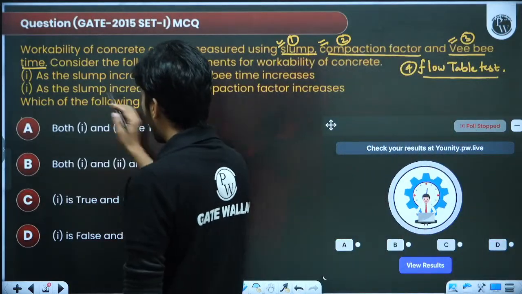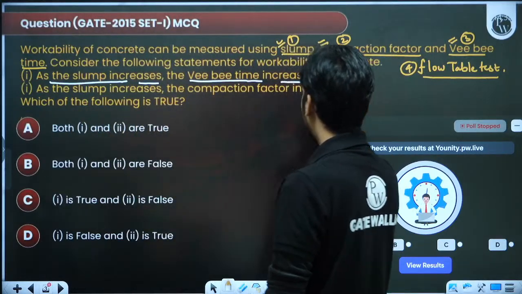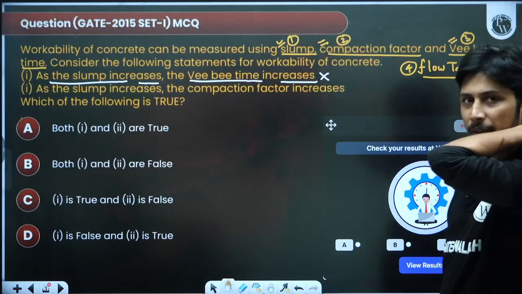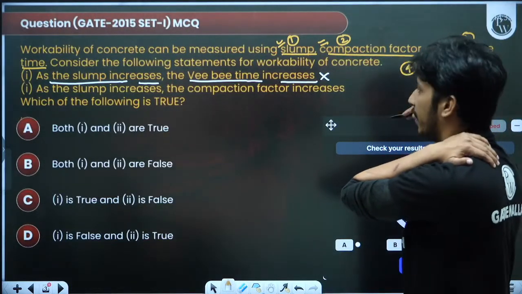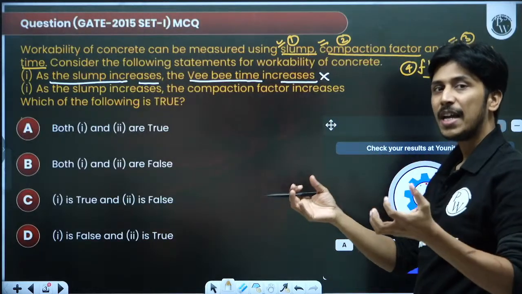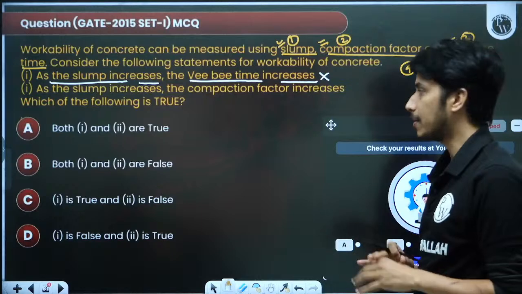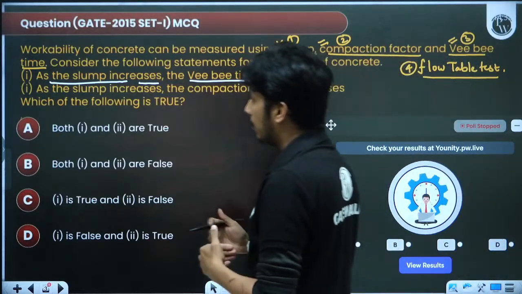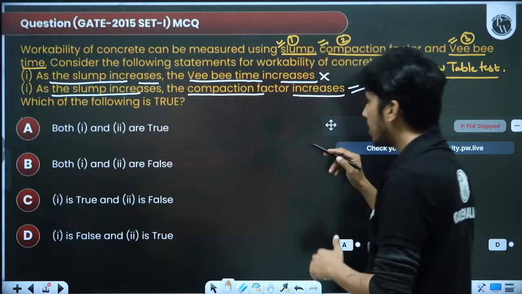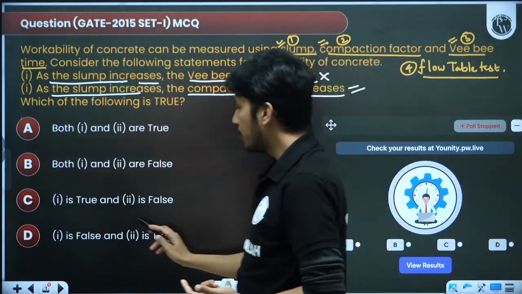Okay. So, as the slump increases, the VB time increases. This is absolutely wrong, because as the slump increases, workability increases, which means VB time will decrease. When the slump is increasing, flow is fast, so less time is taken to flow. So VB time will be lesser. So this is wrong. As the slump increases, the compaction factor increases. This is absolutely correct, because it increases the workability. So 1 is wrong, but 2 is true.